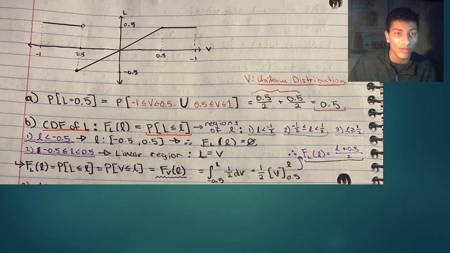Looking at our L values here on the y-axis, let's first talk about our region when L is less than negative 1/2. So in this region here, this is going to be our first analysis. We can see, looking at our graph, that L is only between minus 0.5 and positive 0.5. So the CDF below minus 0.5 is going to be 0, since L never occurs less than minus 0.5.